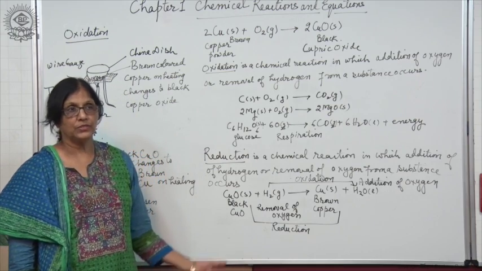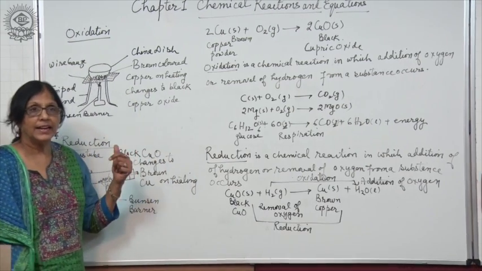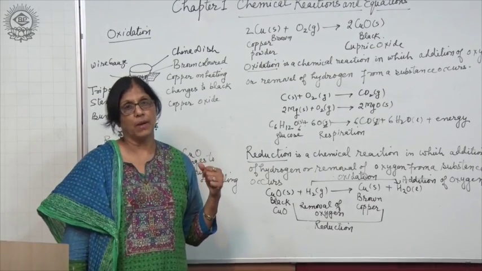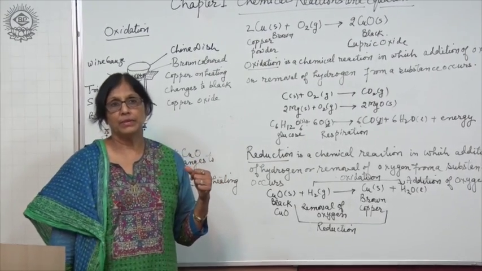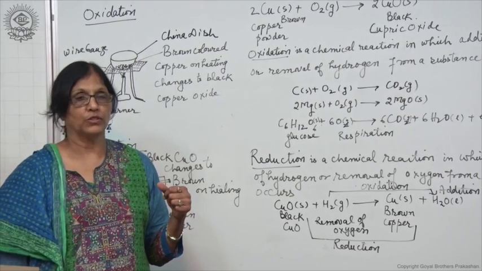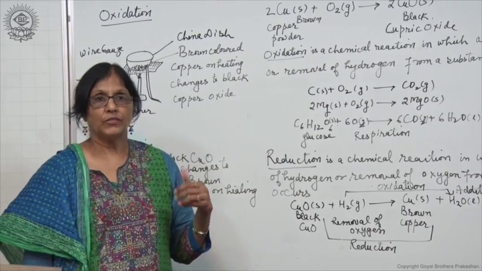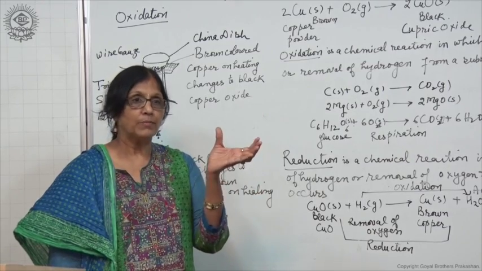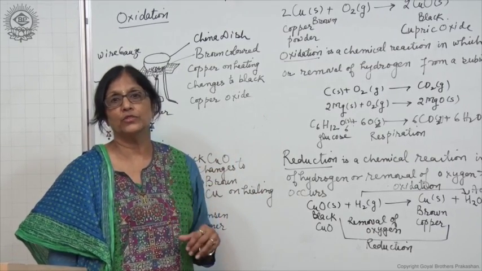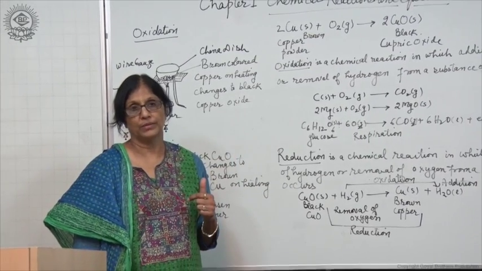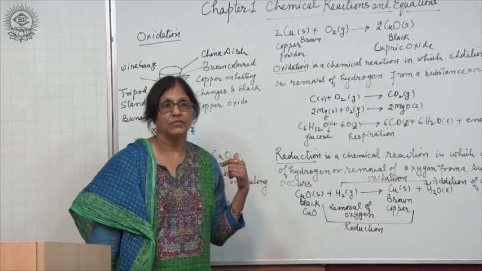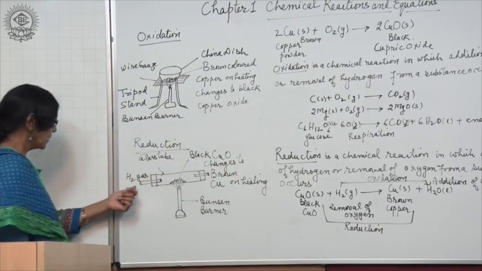Now what happens when another activity is performed in the lab? Hydrogen gas is passed over heated black colored copper oxide. After some time, it is observed that this black colored copper oxide turns to brown colored copper. A reaction has occurred. So let us discuss this activity with the help of the diagram.